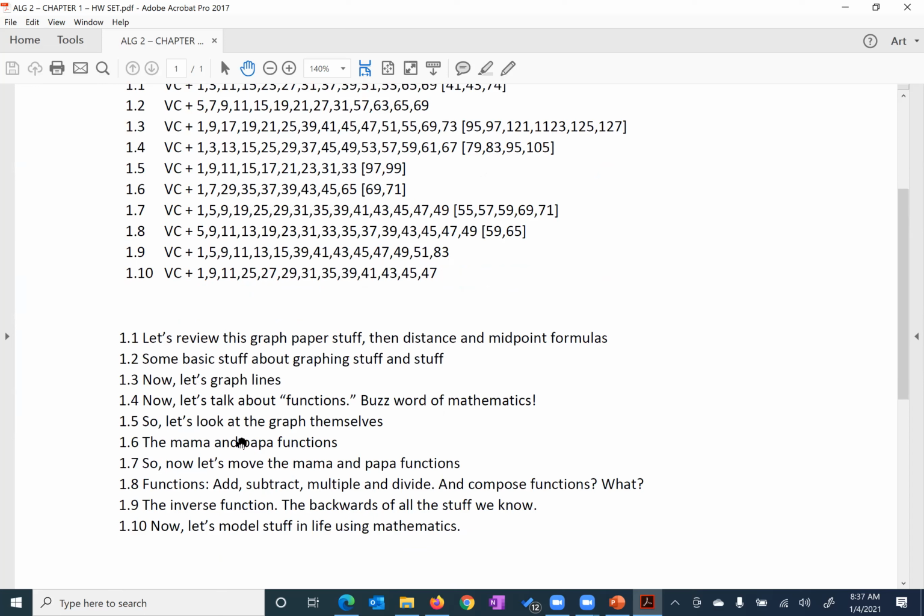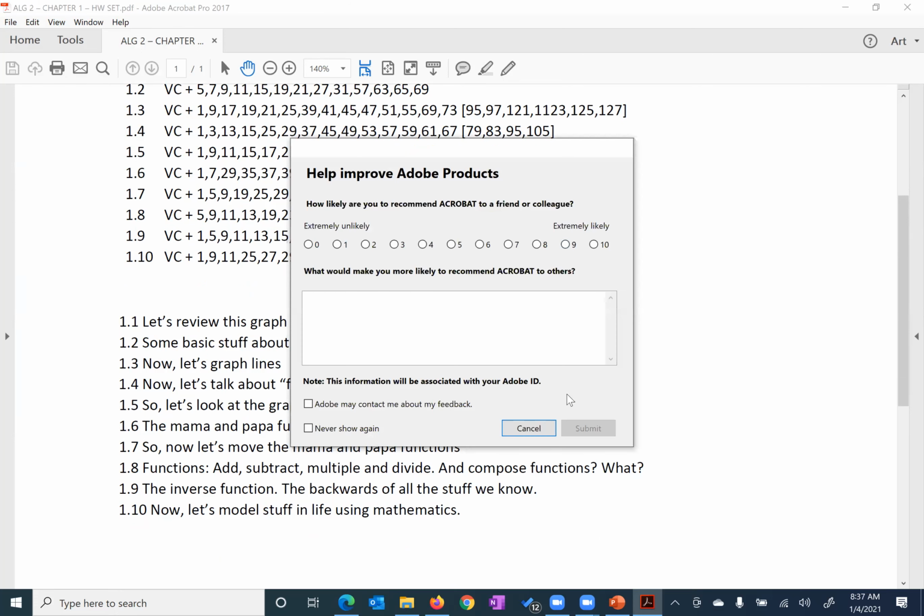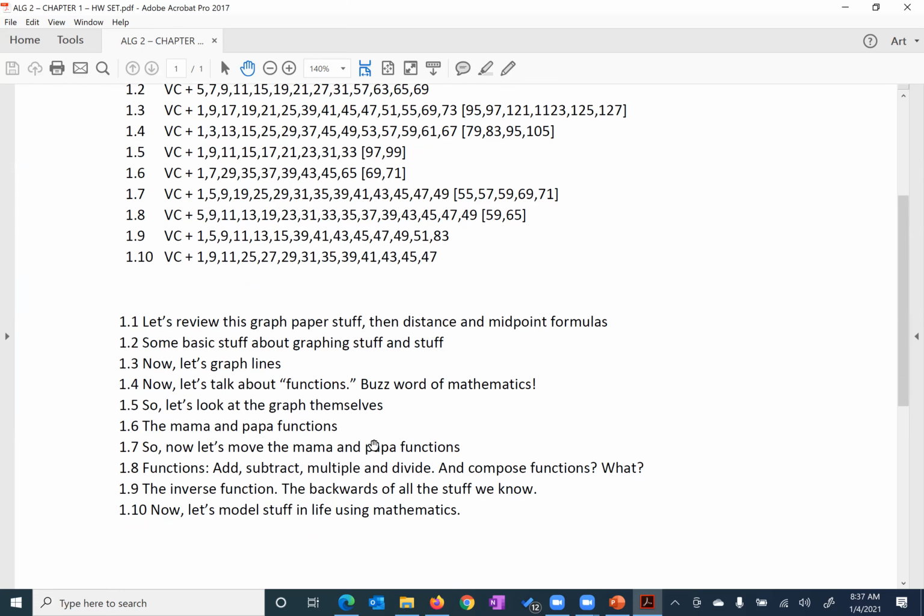Okay, so 1.6 was what I call the mama and papa functions, or the parent functions. These are the basic functions that we do stuff with. And so this is where we're going to start doing stuff with them. 1.7 is called, now let's move the mama and papa functions, because we're going to see how we can manipulate them, stretch them out, move them to the right, to the left, all the good stuff here. And then in 1.8, we're going to learn how to add, subtract, multiply, divide, and then also compose functions.